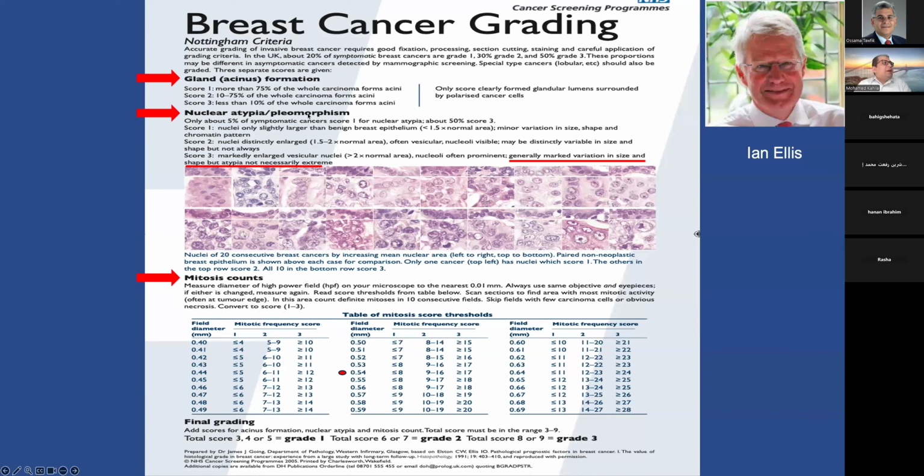If you notice on the right, that's Ian Ellis, of the University of Nottingham, who really made the grading system less subjective, more objective, and also unified, like the mitotic scoring, by introducing the diameter of your high power field when you count your mitosis. I want to bring your attention to the percentages.